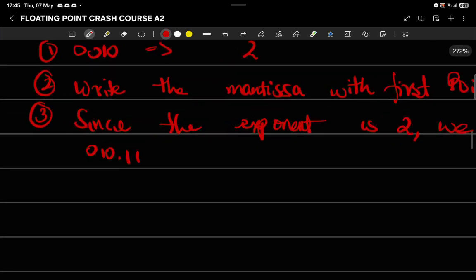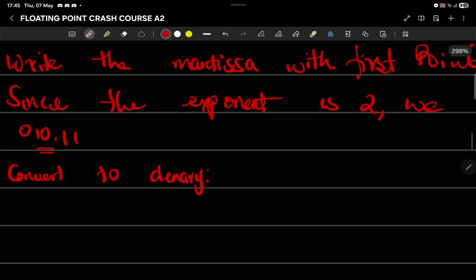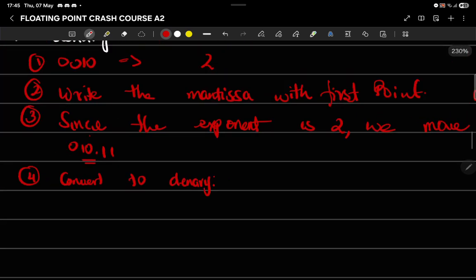Okay, now we convert this to denary. So the fourth step, so we would have 1 2 4. So we have 2 plus this is 0.5, plus 0.5. This is 0.25, giving us 2.75.